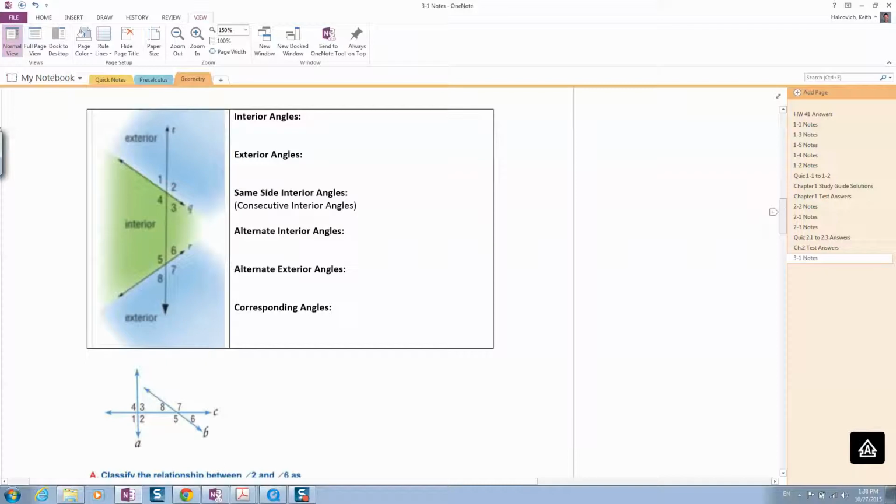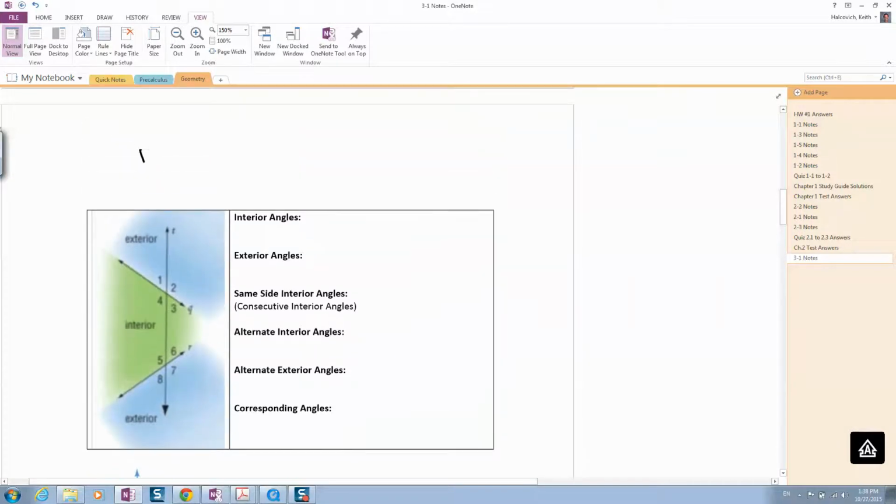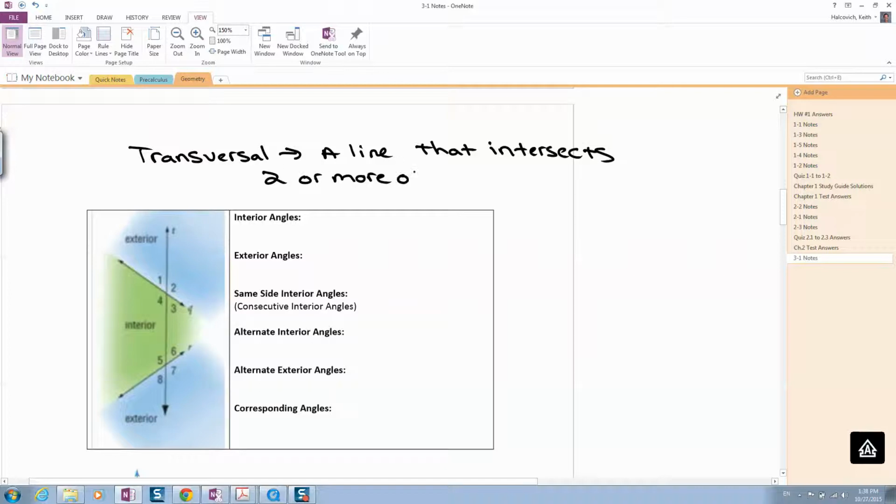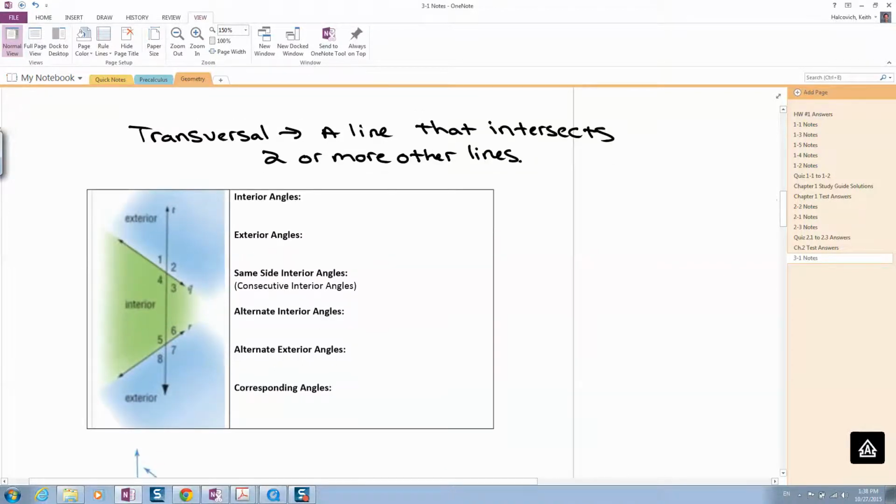If you look at this picture here, we're talking about types of angles that are formed by two lines that are intersected by a third line. That third line is what's called a transversal. So a transversal is a line that intersects two or more other lines. So that's a transversal. So here in this picture, T is the transversal, line T, for this picture.